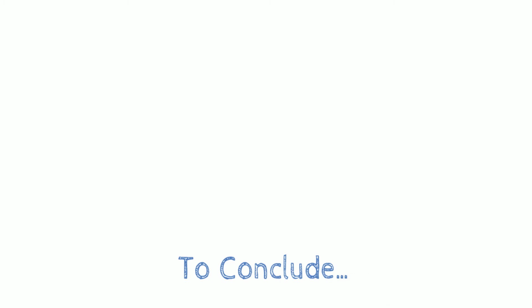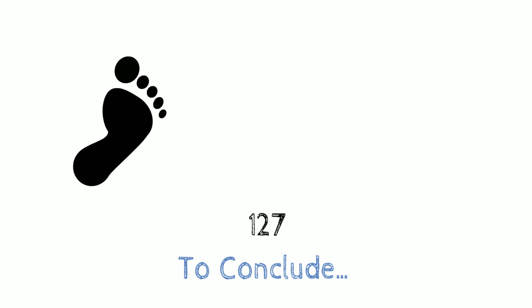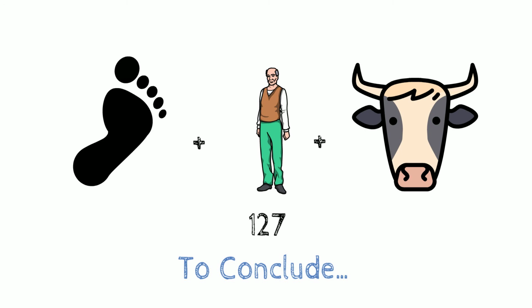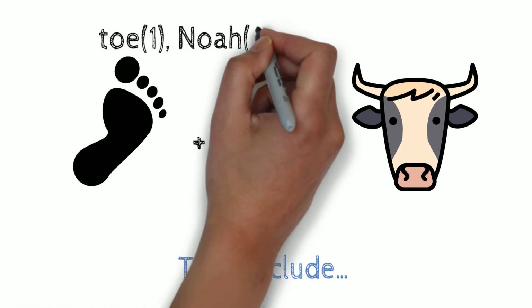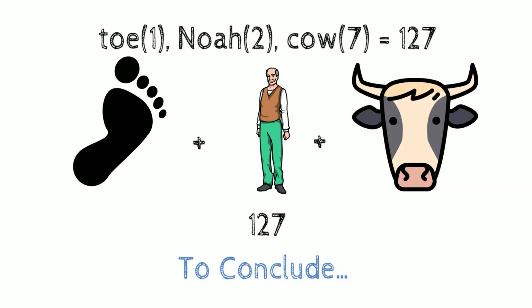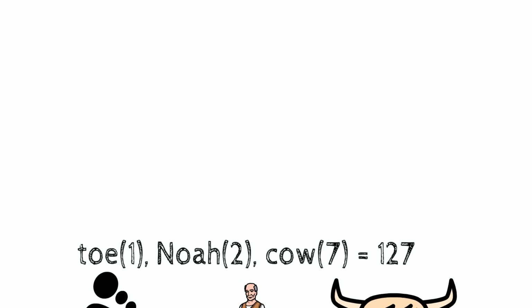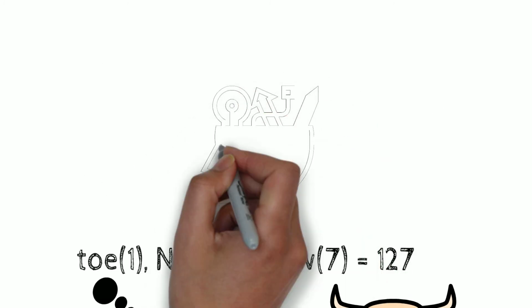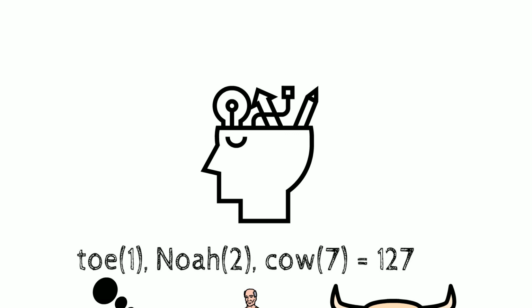To conclude, I hope you've seen how you can memorize numbers 0 to 9 fast. If I tell you the number 127, you can remember it this way. Imagine a huge ugly toe on Noah and he's milking a cow. Toe represents number 1, Noah represents number 2, and cow represents number 7. That is 127 when you combine all those numbers and images. I know it's a silly story to imagine, but that makes it more memorable in your mind. It's also funny when you think about it, right?